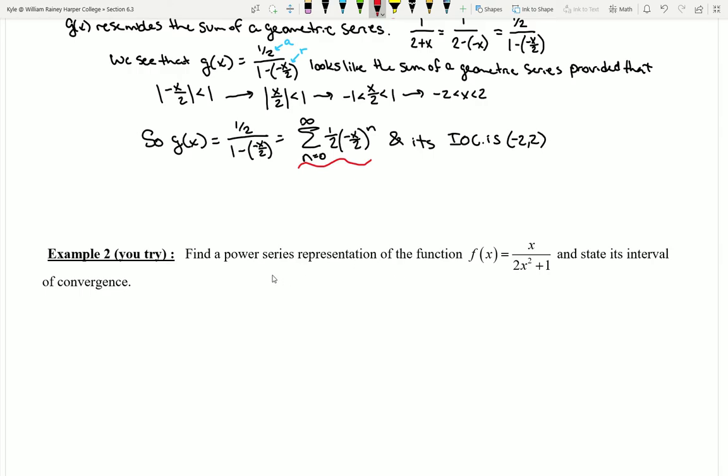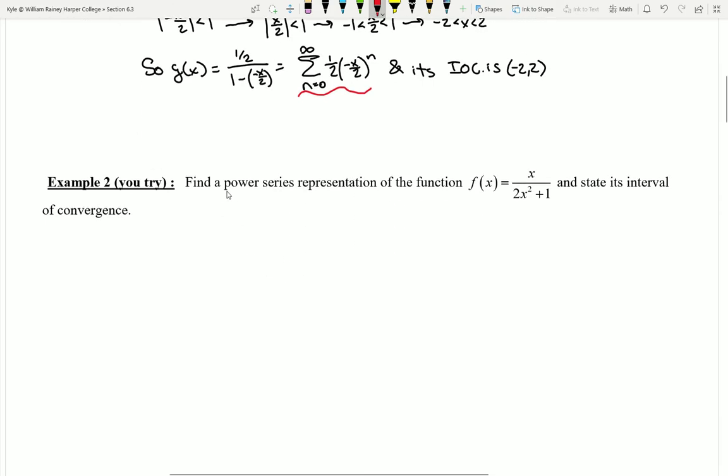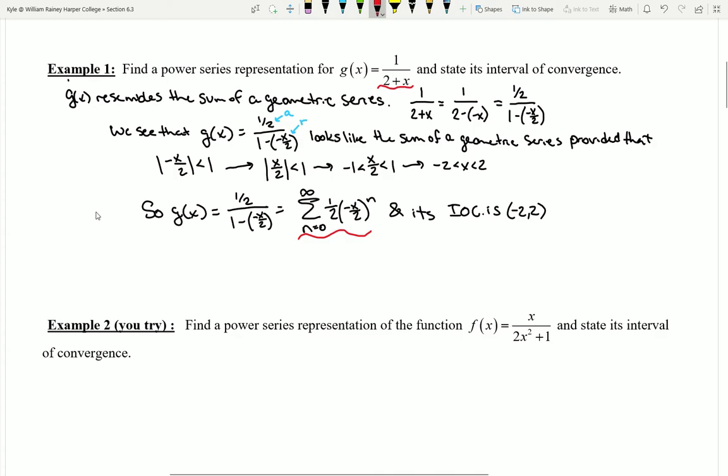Now let's take a look here at example number 2. We want to find a power series representation of this function and state its interval of convergence. This will be very similar to what we did back in number 1. In fact, I'm going to ask you to pause the video and see if you could work through this problem on your own.